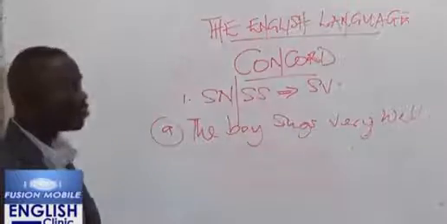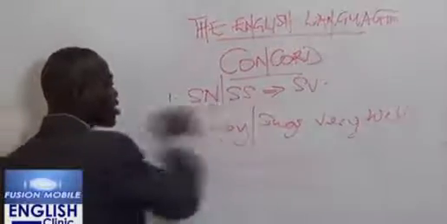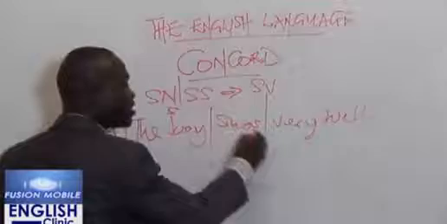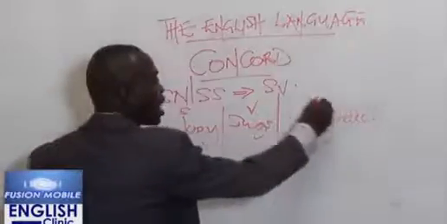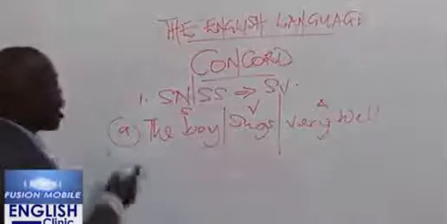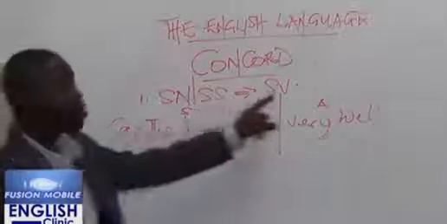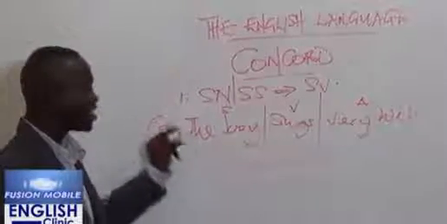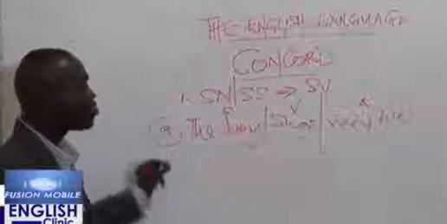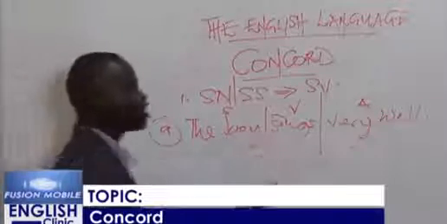In this example, our subject is the boy. Our verb is sings, and very well is the adverbial. Now, when the subject is singular, then the verb will be singular. Our subject here is what? The boy, and it's a singular subject. It must agree with a singular verb, which is sings. So this expression is grammatically correct.